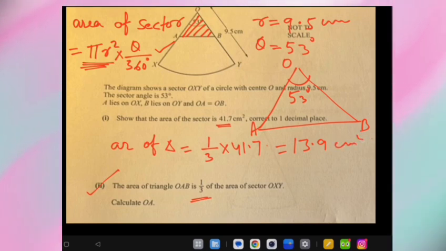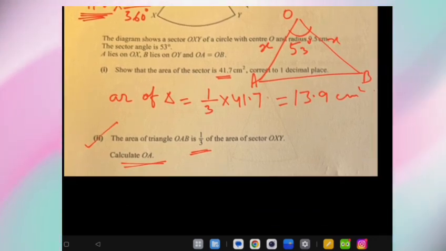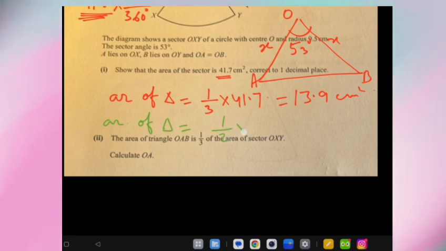Now we have to calculate OA, and here it is given that OA and OB are equal. So we can write x here and x here, right? For calculating this, we will use the trigonometry formula for the area of a triangle. Area of triangle is equal to half into a into b into sin C, where C is 53 degree.